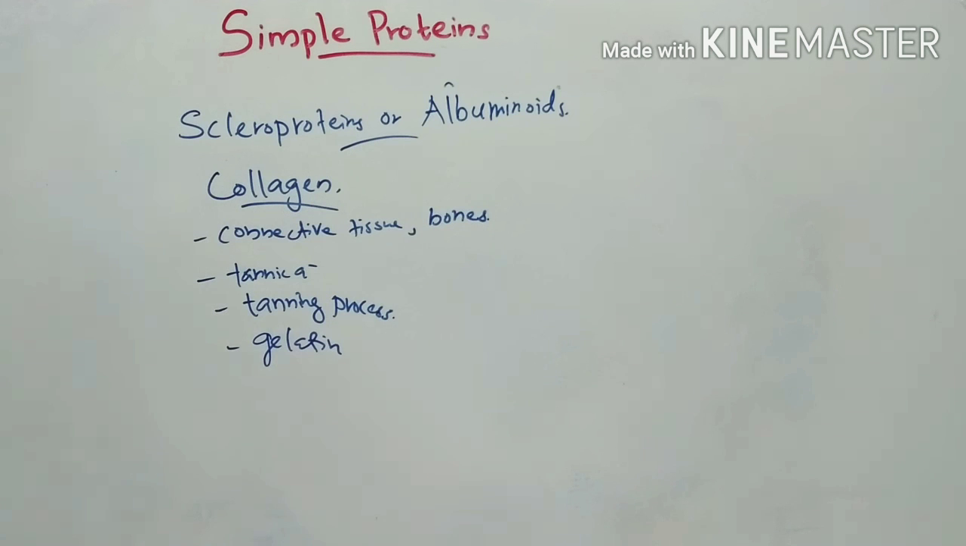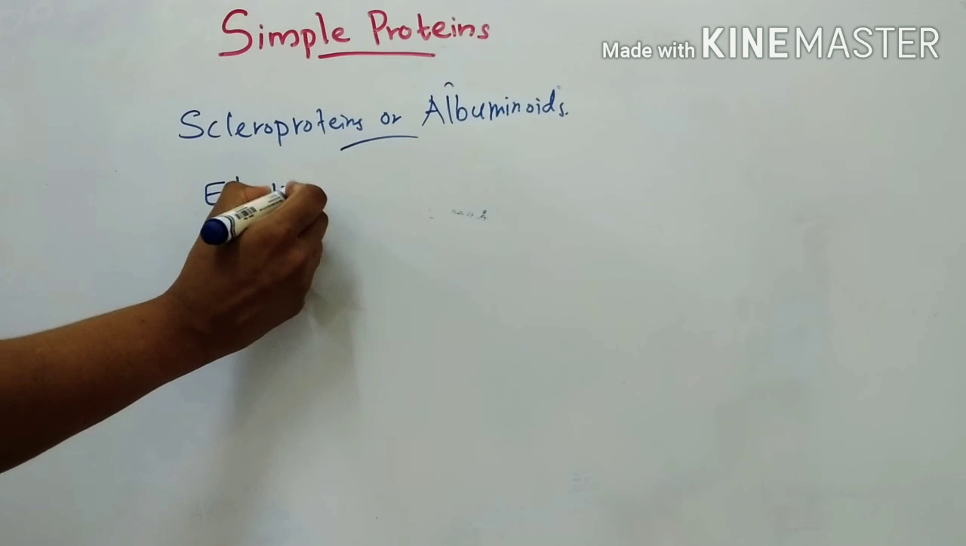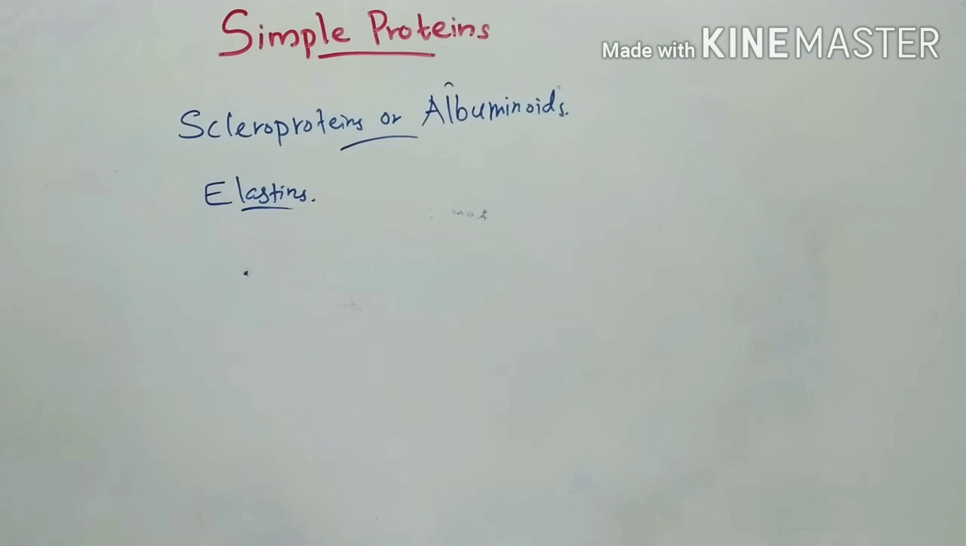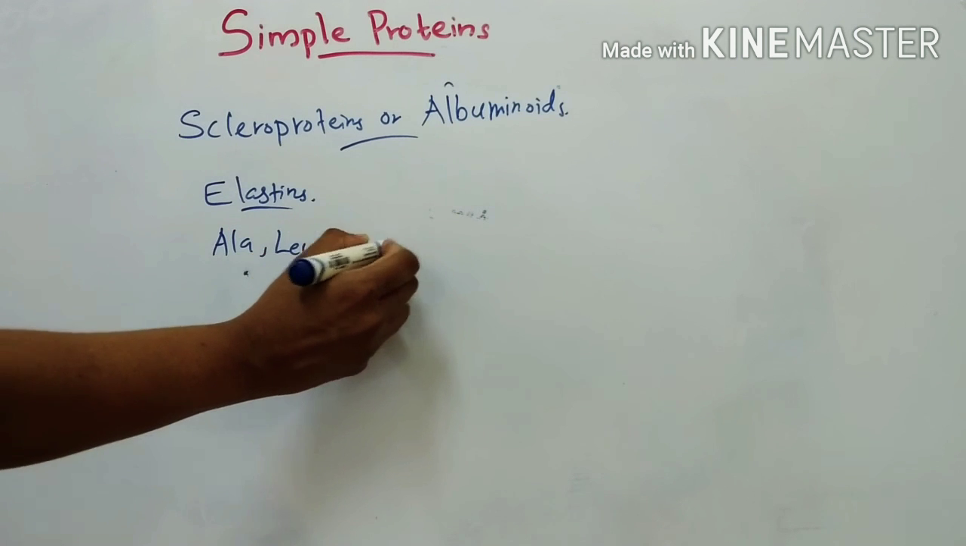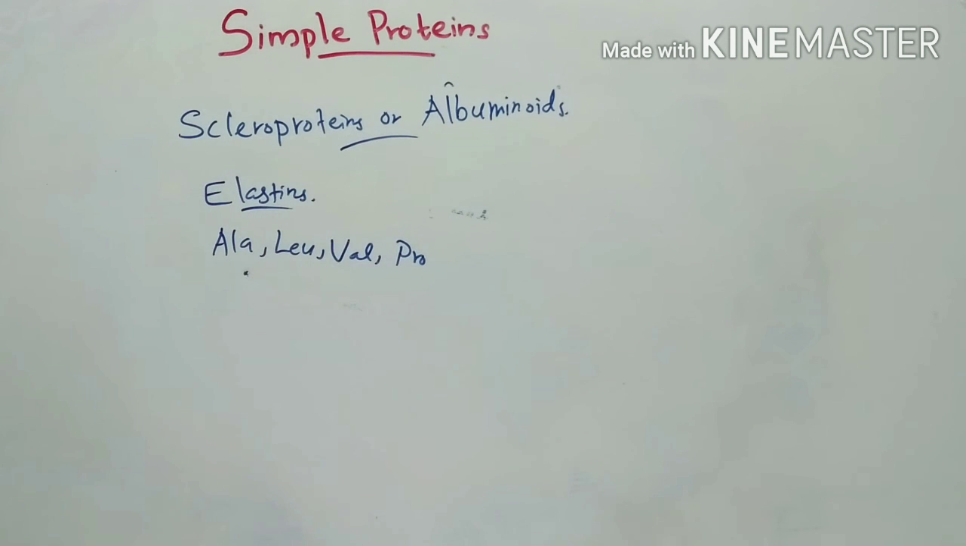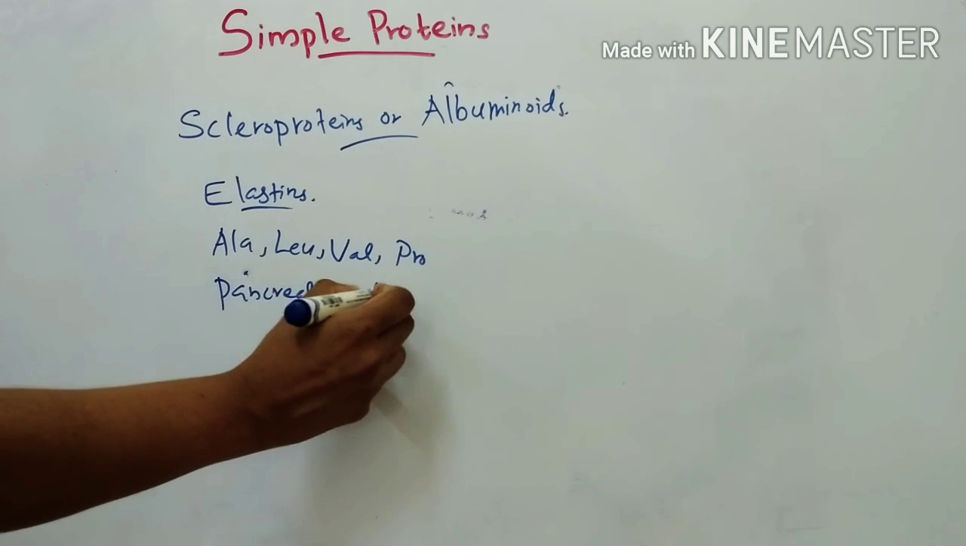That is about collagen. Next scleroprotein is elastin. These are the proteins present in yellow elastic fiber of the connective tissue, ligaments, and tendons. They are rich in non-volatile amino acids such as alanine, leucine, valine, and proline. They do not contain cysteine, methionine, 5-hydroxylysine, and histidine. They are formed in a large amount in the uterus during pregnancy. Elastins are hydrolyzed by pancreatic elastase enzyme.